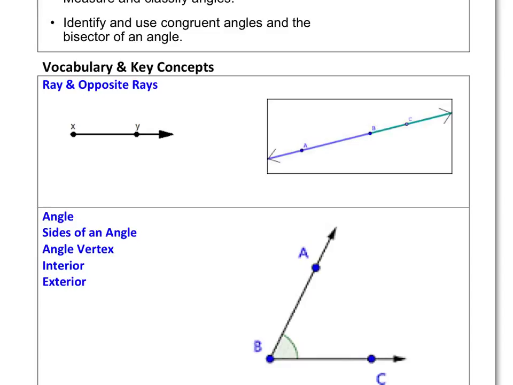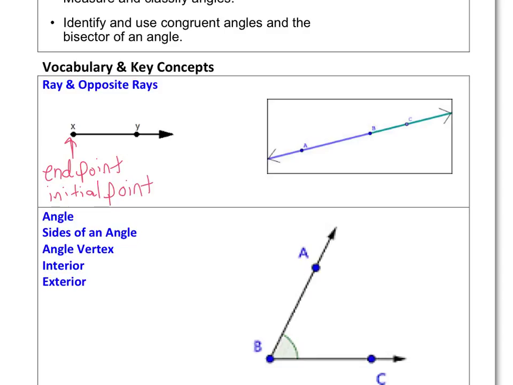We're going to begin with a ray and opposite rays. A ray is something sort of in between a line, which goes on infinitely, and a segment, which has endpoints. So a ray does have one endpoint here. It is either called an endpoint or initial point. And you could think of initial as a starting point. And a ray goes on and on forever through another point.